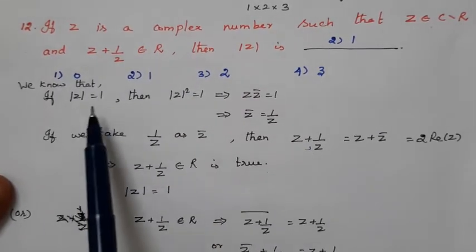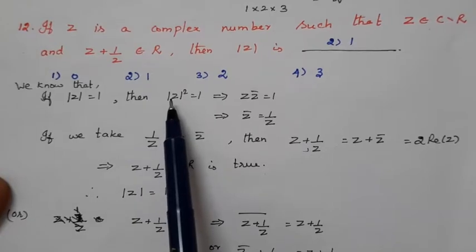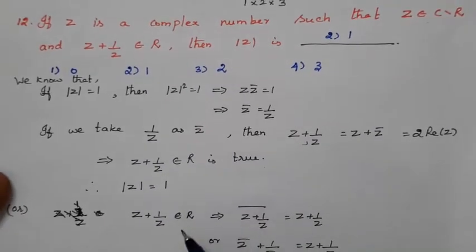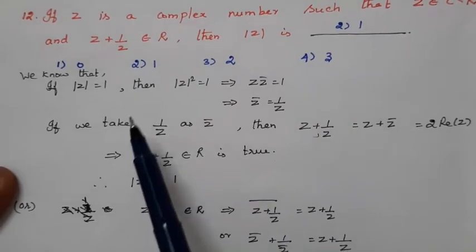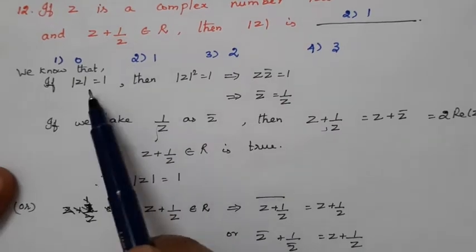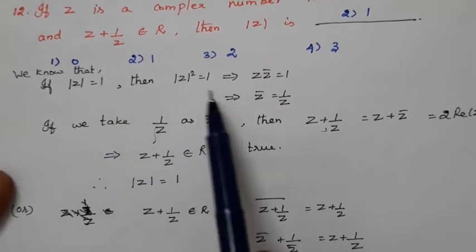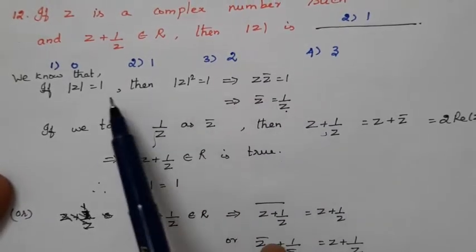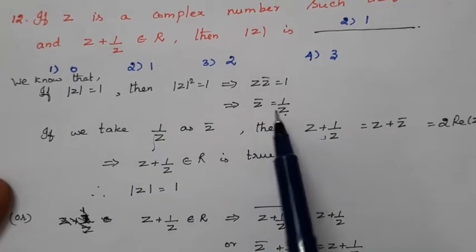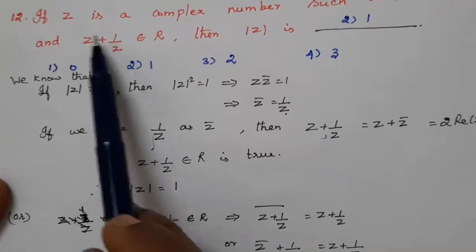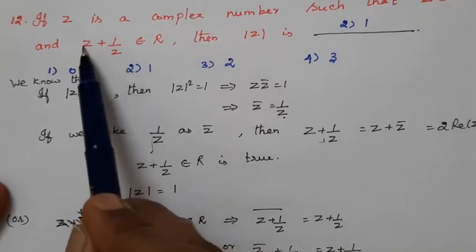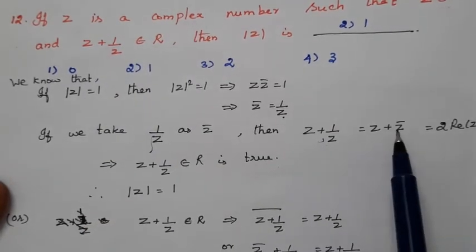Okay. Now we can do this in two ways. One is a logical proof, and if you want a solid proof, I will also explain that. Logically we can find the answer. You know that if modulus of z is equal to 1 then z bar will be equal to 1 by z. That is understood. So in z plus 1 by z, if we take 1 by z as z bar, then z plus 1 by z will become z plus z bar.